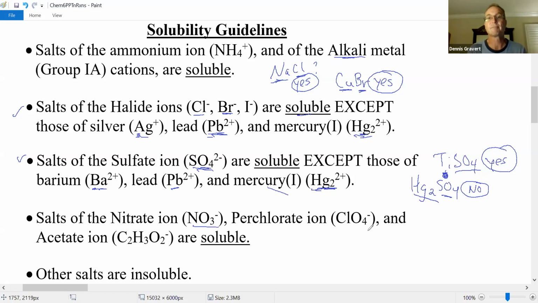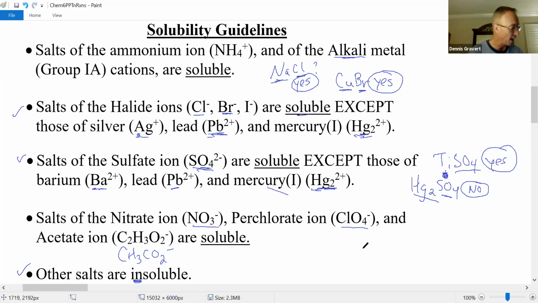If you see nitrate, perchlorate, or acetate, and acetate goes by a couple different formulas. You can see this formula or the other one. Be ready for either one. Generally, those salts are soluble. No notable exceptions. And then final guideline is, hey, if you got the list of these four guidelines, ammonium with alkaline metals, halides, sulfates, nitrate, perchlorate, acetate, and there's something else there and it's not on the list, our assumption will be it's probably not water soluble, it's insoluble.